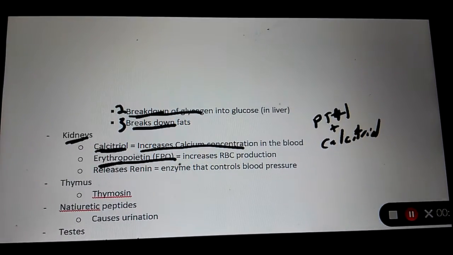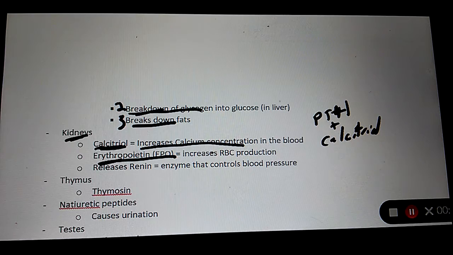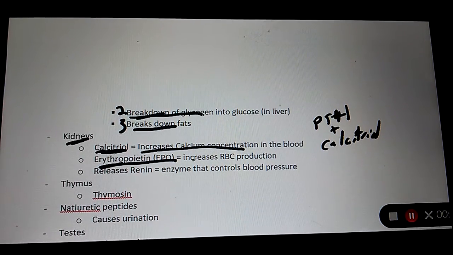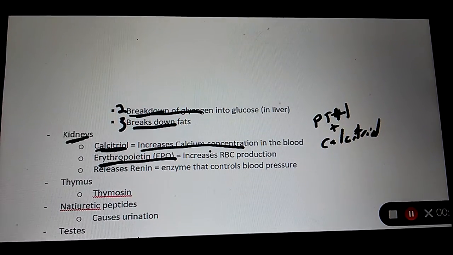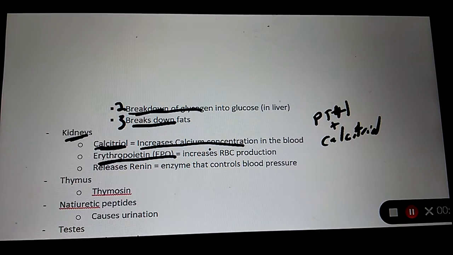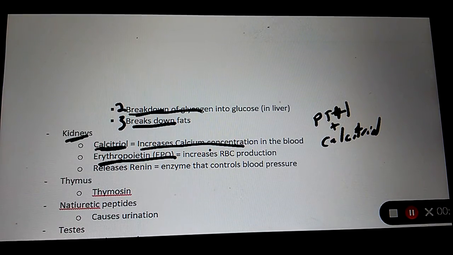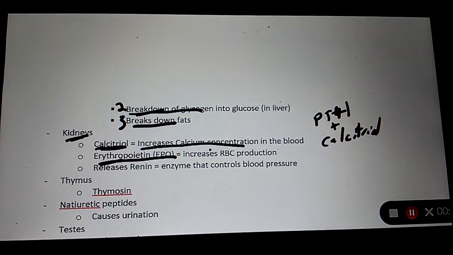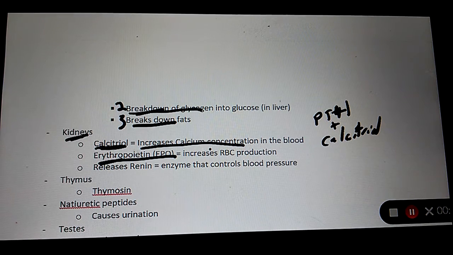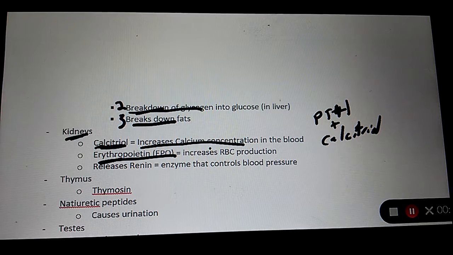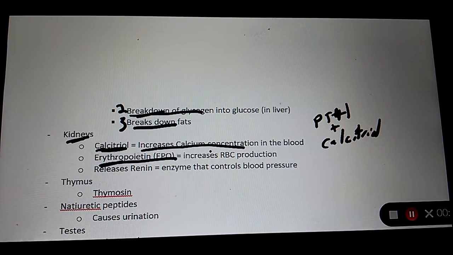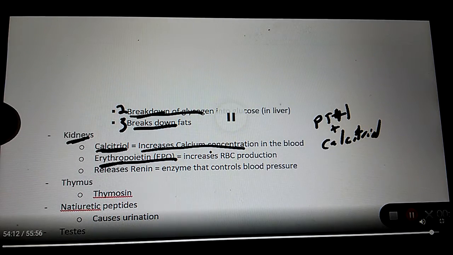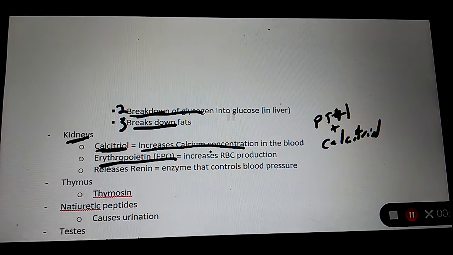What hormone increases red blood cell production? Erythropoietin. What organ produces erythropoietin? Kidney. What organ produces calcitriol? Kidney. What hormones does the kidney produce?